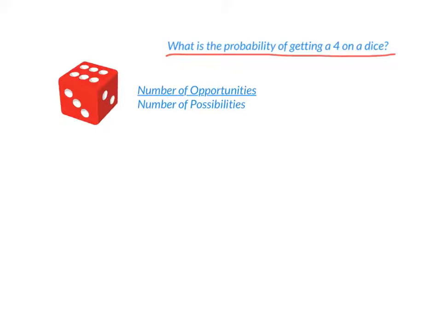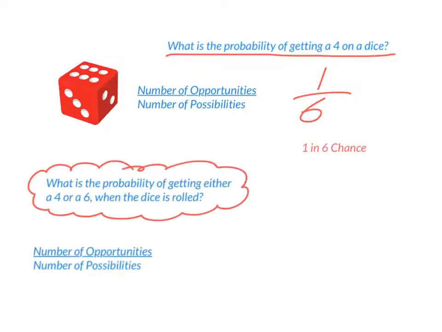In this example, we're asked the probability of getting a 4 when we roll a dice. Well, a dice is numbered 1 to 6, so there are 6 possibilities. But there's only one opportunity of getting a 4, so we have a 1 in 6 chance.